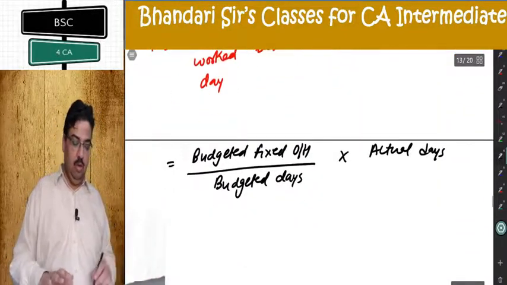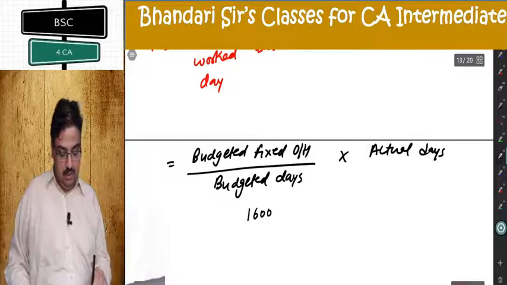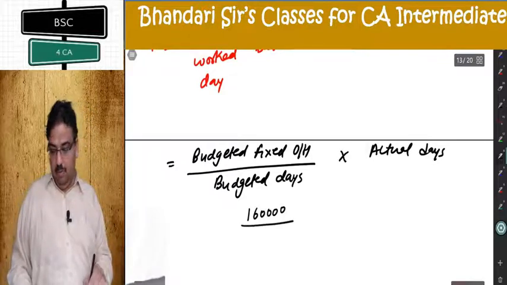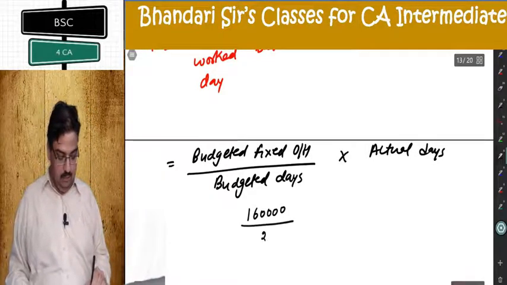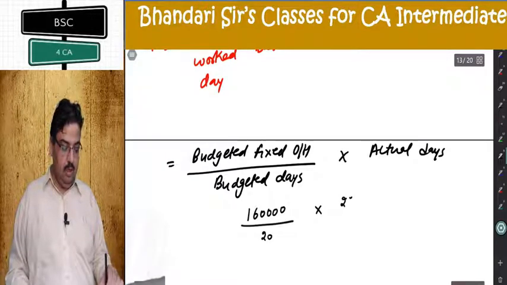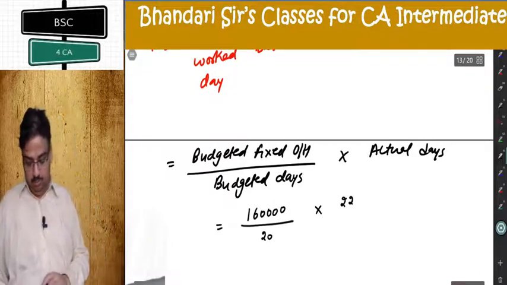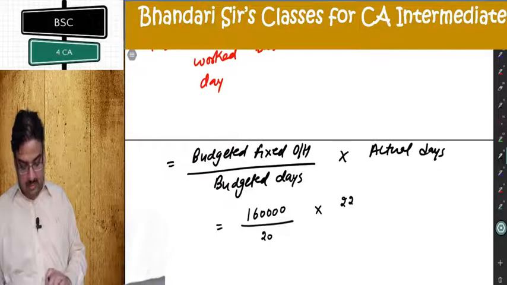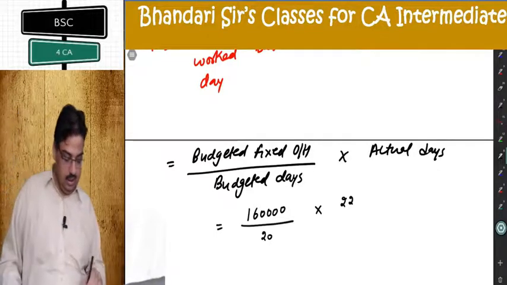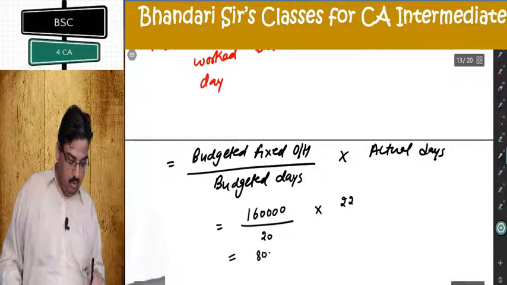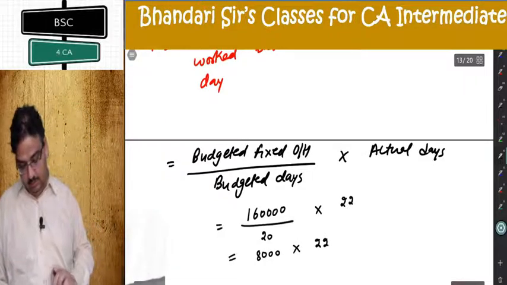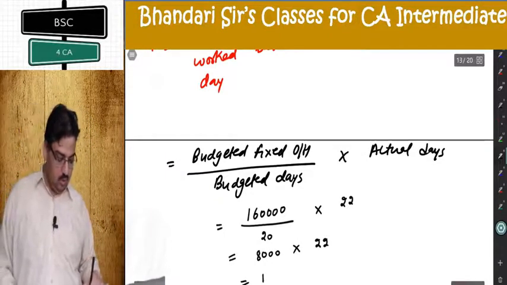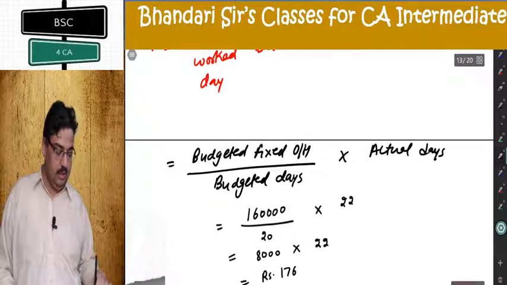FO3 is a very simple computation: 1,60,000 divided by budgeted days 20, multiplied by actual days 22. 1,60,000 divided by 20 is 8,000 per day, multiplied by 22 days, rupees 1,76,000.